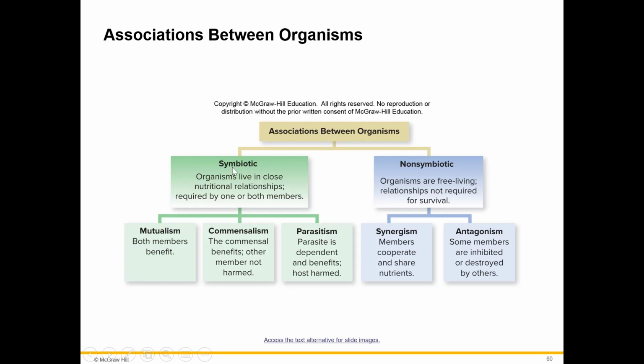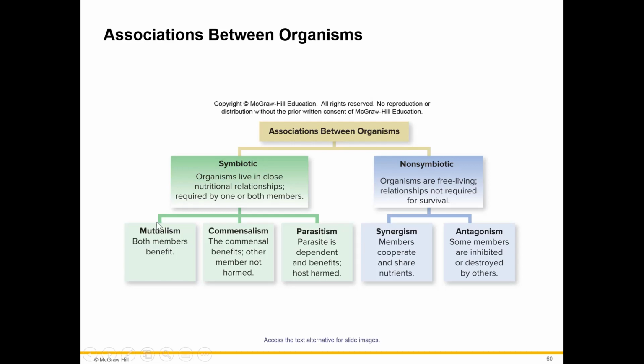Examples of symbiotic relationships include mutualism, where both organisms benefit, commensalism, where the commensal benefits and the other member is not harmed, and parasitism. Parasitism is where one benefits and the other is harmed.